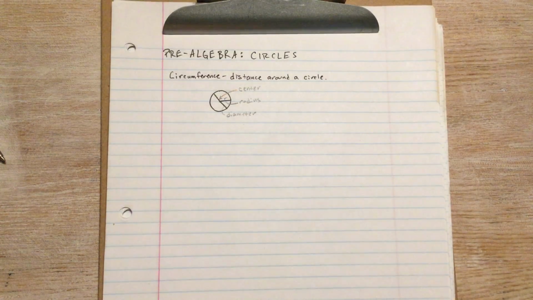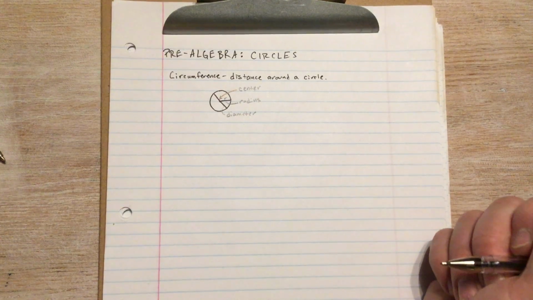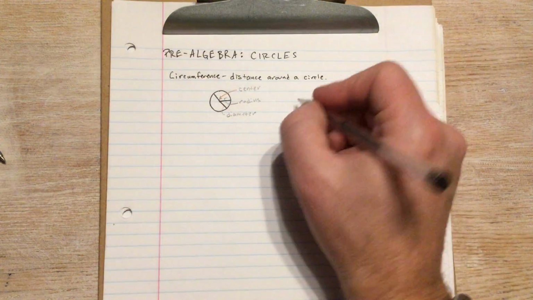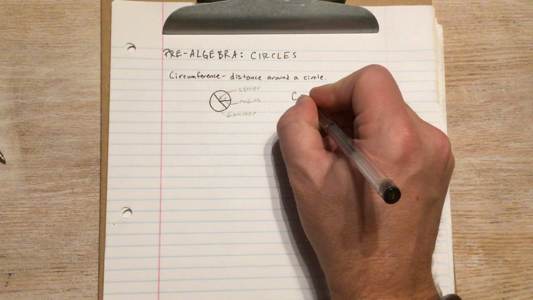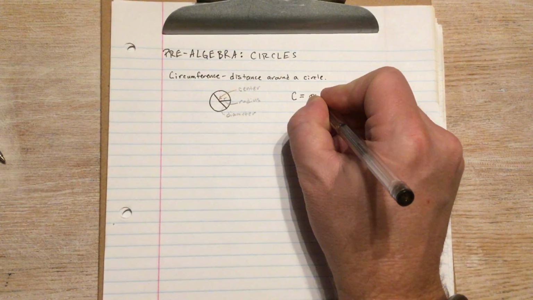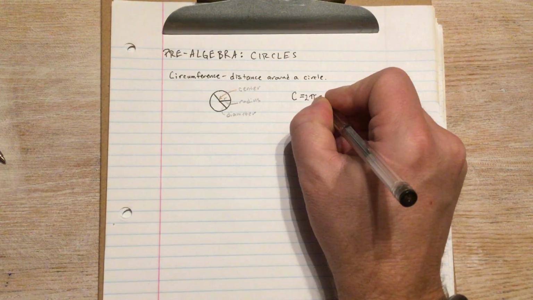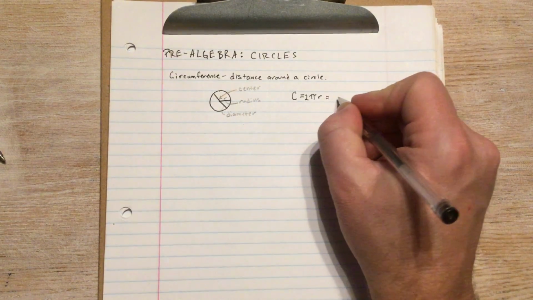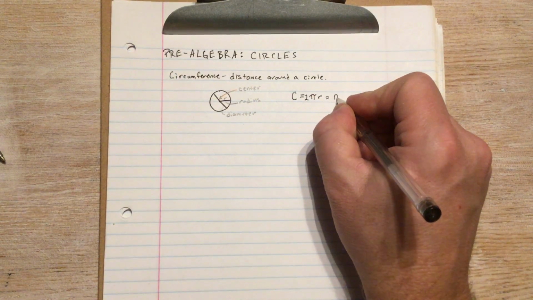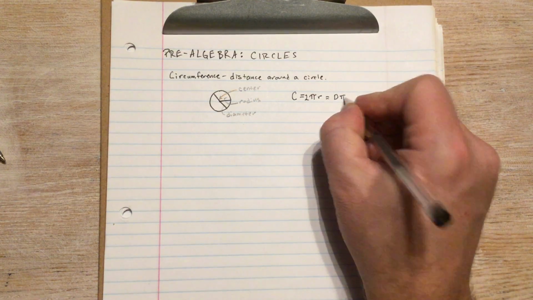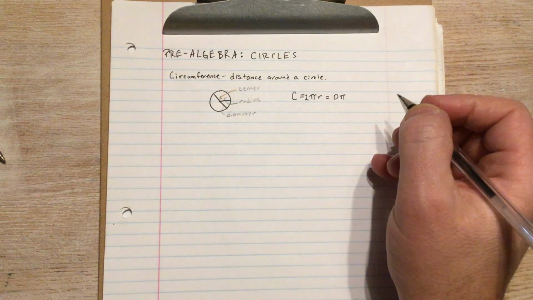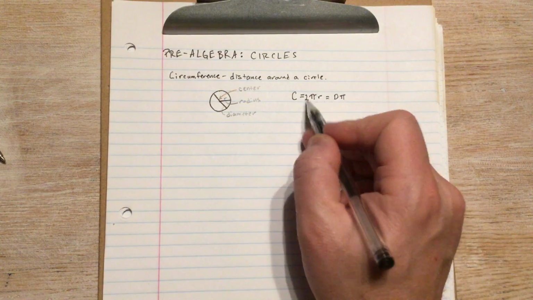Okay, so those are the basic facts, terminology, vocabulary words we need to know about circles. So the question becomes, how do we calculate the circumference? Well, we have this formula, C for circumference is equal to 2 times pi times r. And some people will actually put it as diameter times pi, or pi times diameter. And part of the reason is just how pi is calculated.